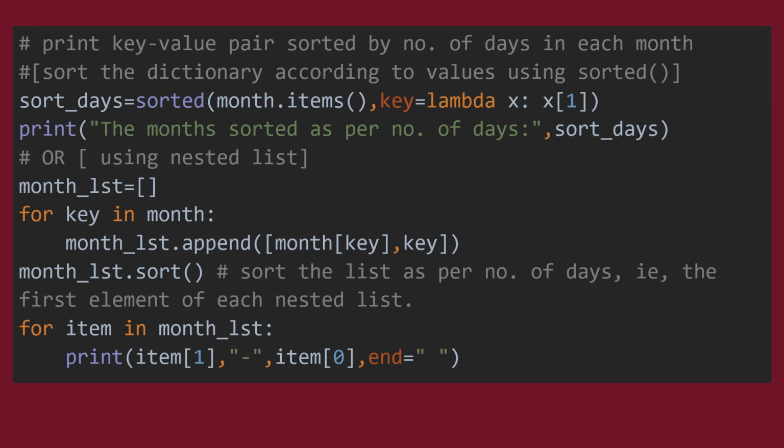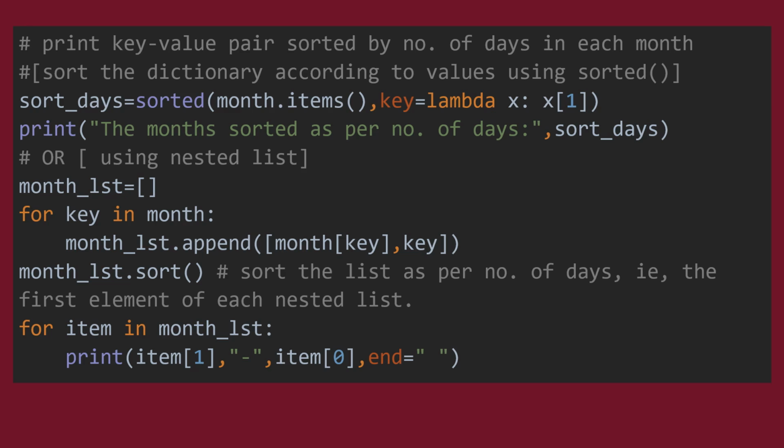So at the end of this loop, you will get a nested list, where each nested list stores the number of days, then the month name. That means the first value is 31, then comma January. That is the first list item. The second list is 28, comma February. Like this, you'll get for all these months. Okay, so it is a list of lists.